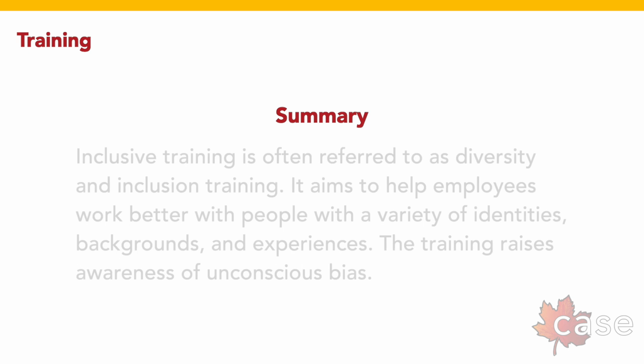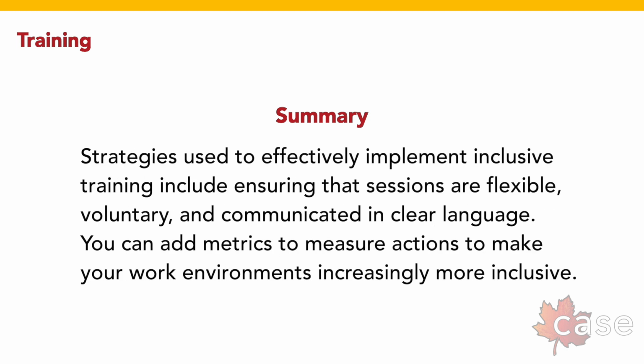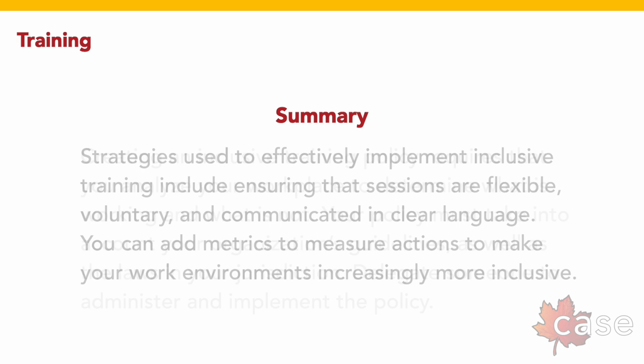Summary. Inclusive training is often referred to as diversity and inclusion training. It aims to help employees work better with people with a variety of identities, backgrounds, and experiences. The training raises awareness of unconscious bias. Strategies used to effectively implement inclusive training include ensuring that sessions are flexible, voluntary, and communicated in clear language. You can add metrics to measure actions to make your work environments increasingly more inclusive.